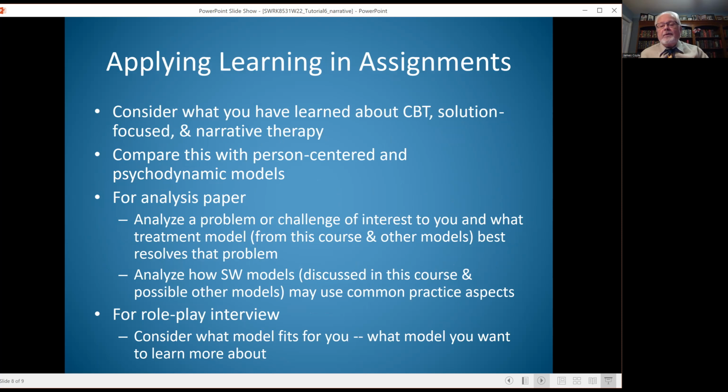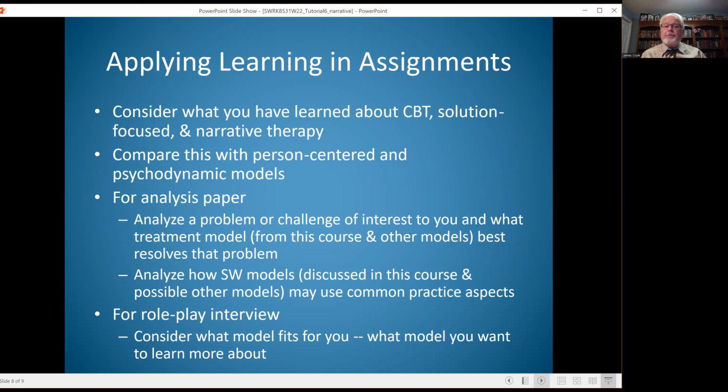Now, before I end this, I wanted to mention a little bit about how talking about all these models helps us in terms of the assignments. So consider what you've learned in the past few tutorials about cognitive behavioral therapy, solution-focused and narrative therapy, and compare that to what you learned about the models last week, person-centered and psychodynamic models. And you're getting a sense that there are different ways of addressing the problems that our clients bring for us.